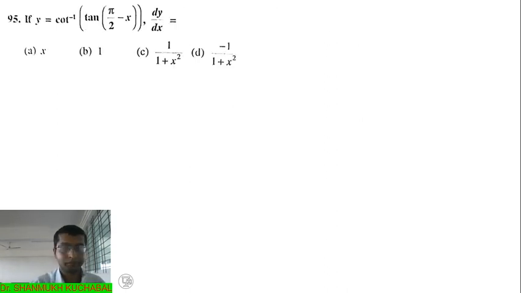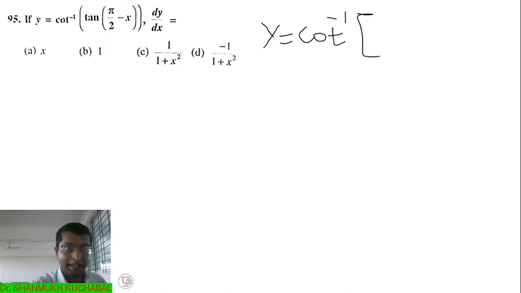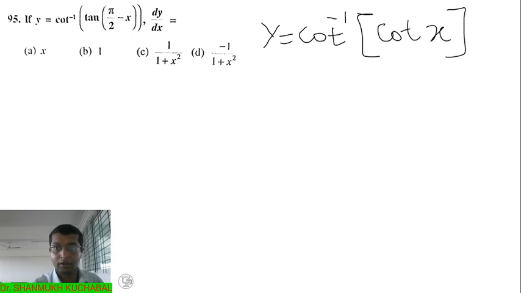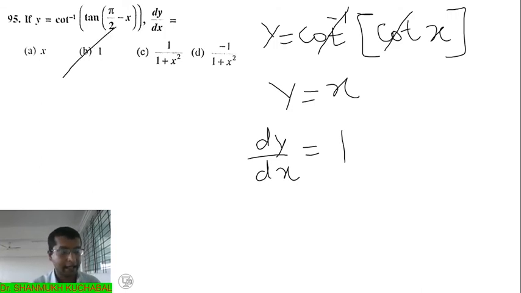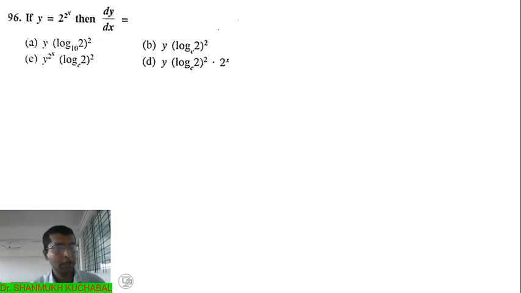So next example: y equal to cot inverse of tan of pi by 2 minus x. Using the trigonometric relation we can write this as cot x. So further cot and cot inverse cancel, so we get y equal to x. So the differentiation of y is dy divided by dx equal to 1, since the differentiation of x is 1. Therefore option B is the right answer. Okay, we'll move to the last example.